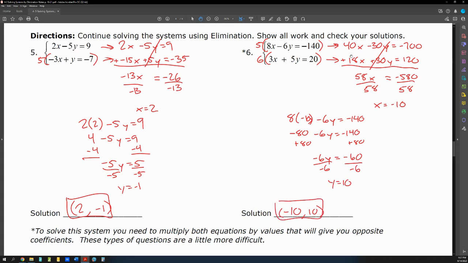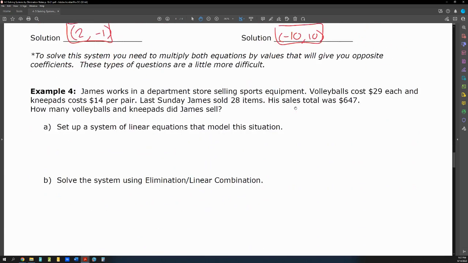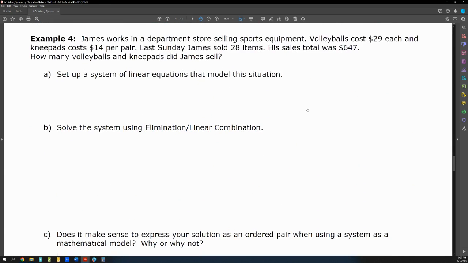All right, let's continue. Now we're going to start looking at modeling. So example 4, James works in a department store selling sports equipment. Volleyballs cost $29 each, and knee pads cost $14 per pair. Last Sunday, James sold 28 items. His total sales were $647. And the question that we need to answer is how many volleyballs and knee pads did James sell? 4a says, set up a system of linear equations that model this situation.